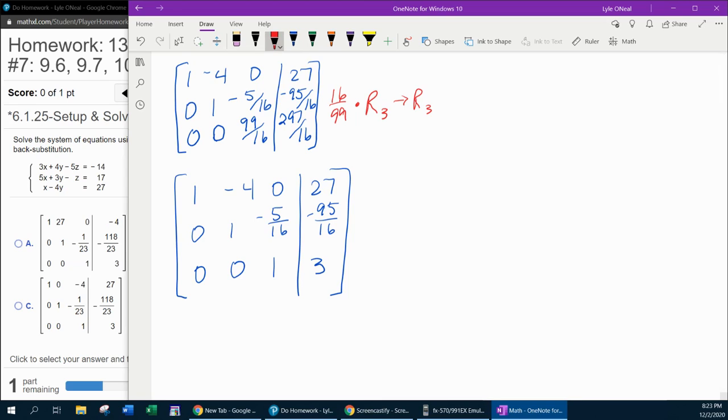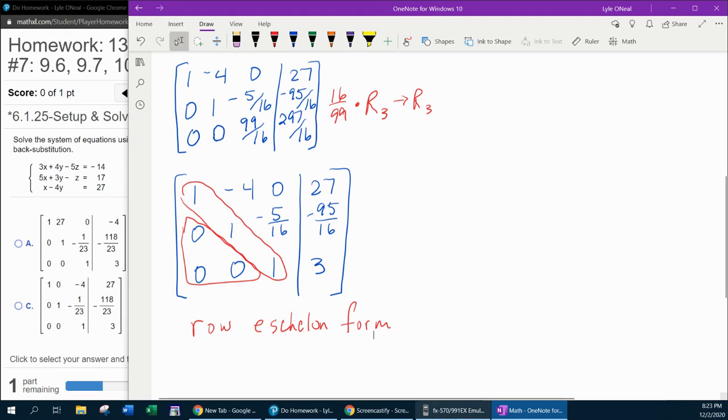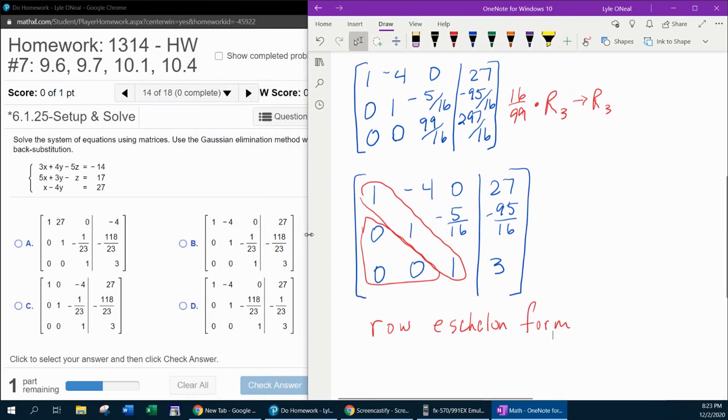And now the major diagonal is all 1s. Everything below that is 0s. And this is now what we call row echelon form. And that's necessary to do back substitution. So let's slide this over a bit and see if we have a correct answer.